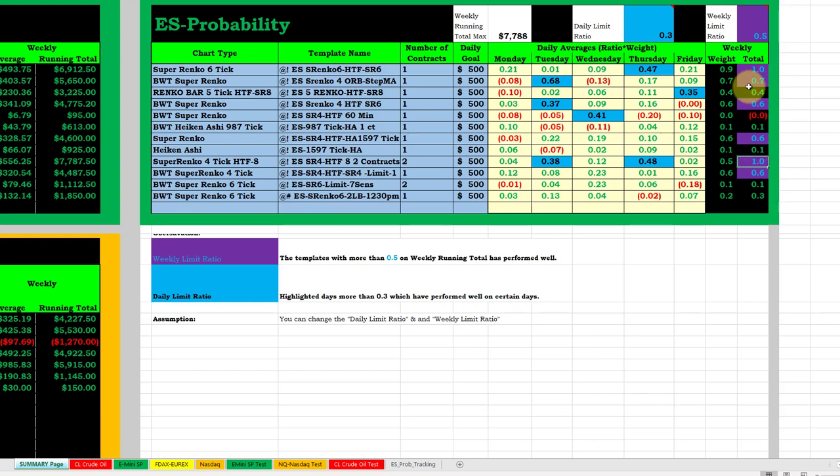But the other strongest templates in order of rank would be this one here, the Super 4 with the Step MA filter, and then the Super 4 with the 6-tick higher time frame, and then the Super 4 with a 1597 Heikin-Ashi tick, and then Super 4 with the 4-tick higher time frame and limit -1. So by the probability chart, these are the charts with the highest probability, and with this information it could enable you to track particular templates of the week. Now I only have this for the ES and not the Nasdaq or the other markets, so that will be forthcoming.